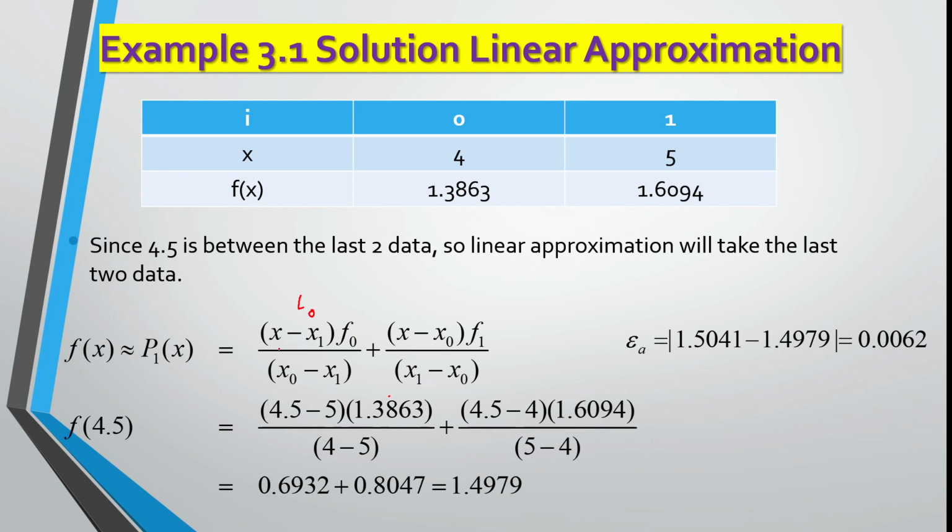Okay, then you just plug in the x value given, which is 4.5. Okay, x1. So why do we indicate i from 0 to 1? This is the x number 1 value, this is x naught. Then you plug in. Okay, x1 is 5, x naught is 4. Then you just plug in, x naught is 4, x1 is 5. You just calculate this manually.